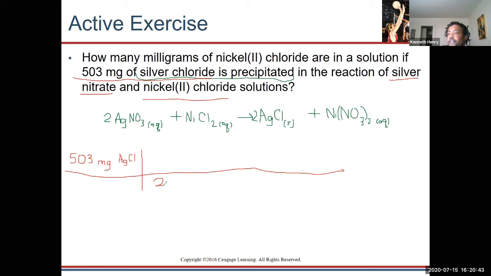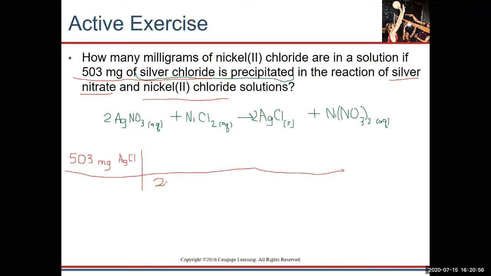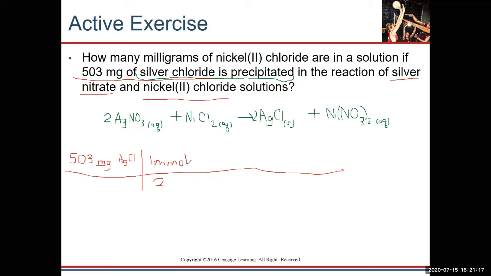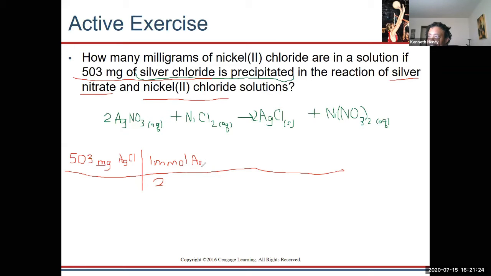So how can I change 503 milligrams of silver chloride into moles of silver chloride? You put 1 mole equal something. Since this is milli, can I just say millimole? Yes. Is that a thing? Yeah, because it's just factors of 10. And then at the bottom, I'm going to have milligrams. So how do I calculate the molar mass of chlorine?